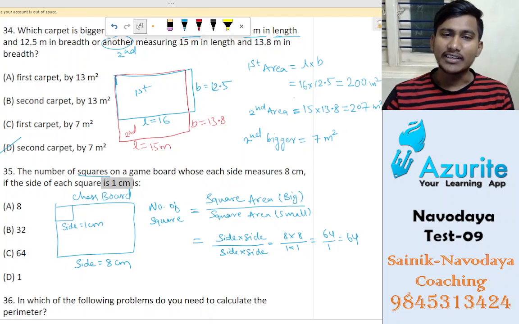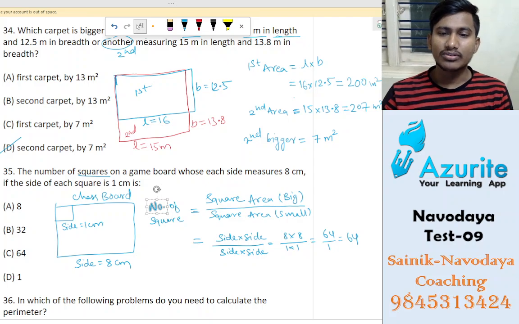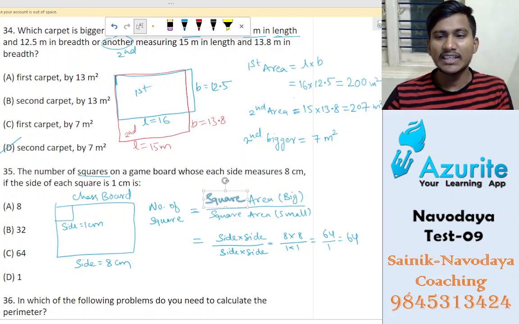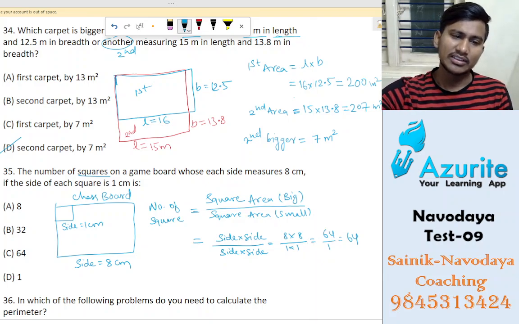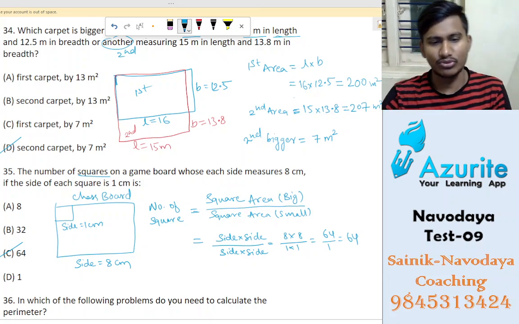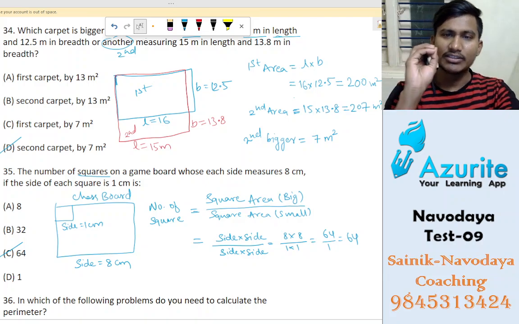So how do we find the area? Now to find the number of squares, we have to divide the areas, right? So the square area of the bigger one and the square area of the smaller one. Okay. So how do we find the square? We know side into side. So bigger one is 8 into 8. Smaller one is 1 into 1. So 8 8s are 64 here, and 1 1s are 1. So 64 by 1 means 64 squares will be there. In the chessboard, if you see, there will be 64 squares, right? So that is just to divide the areas.